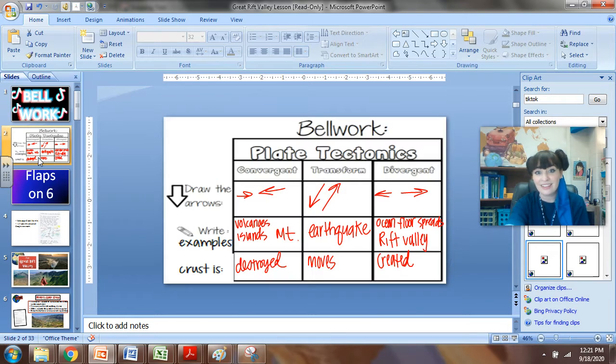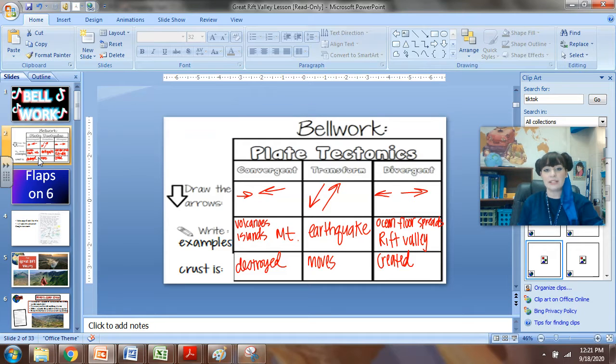That's okay. So, we talked about the 3 types of plate boundaries yesterday. The first one is a convergent boundary. That is when one plate runs into another plate. Most of the time it forms a mountain or a volcano.